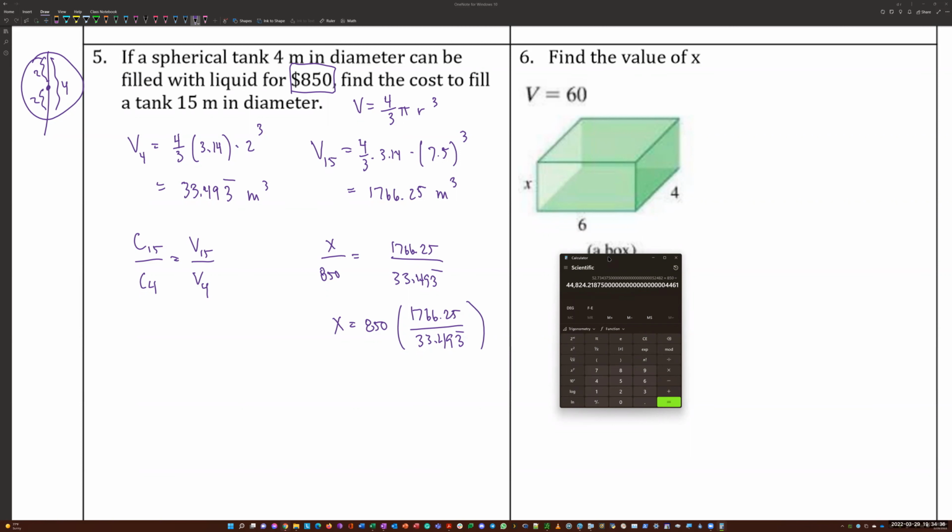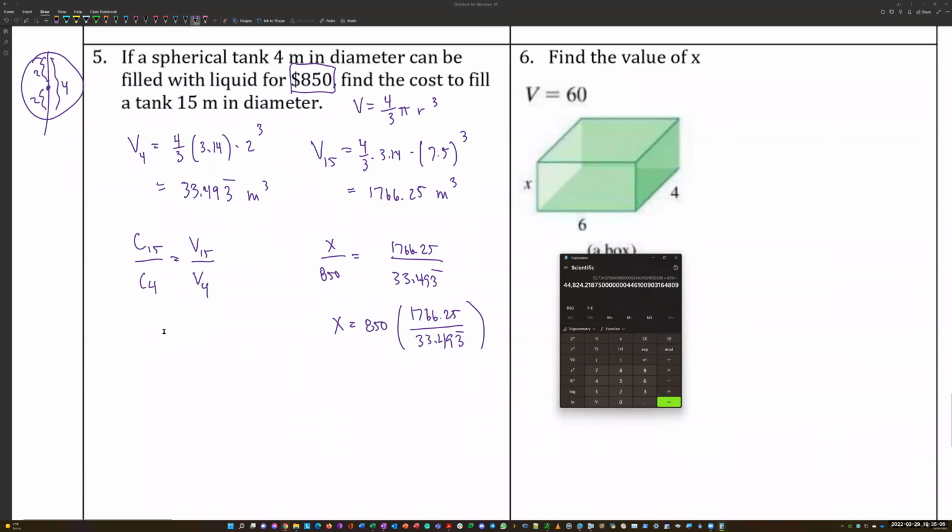Why not just find out the cost per 1 cubic meter and multiply it by 15? Same thing. Less math? No, okay, exact same thing.